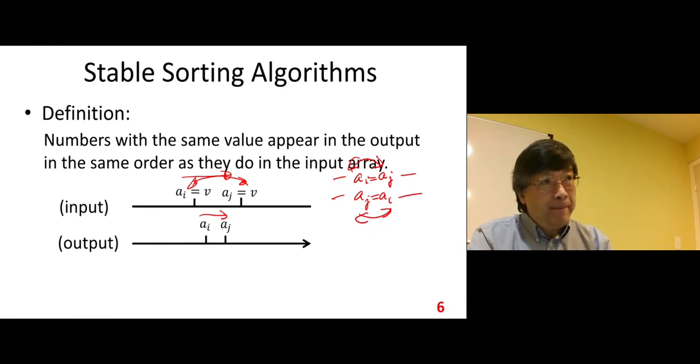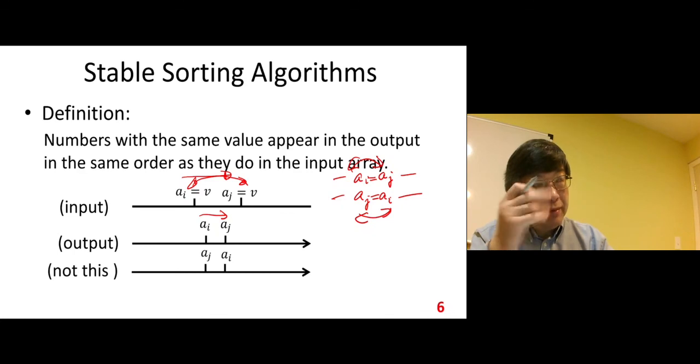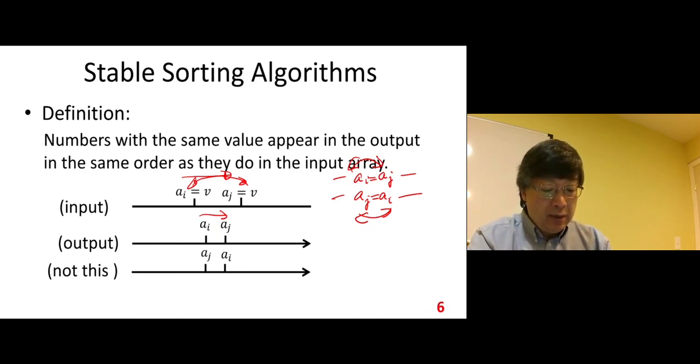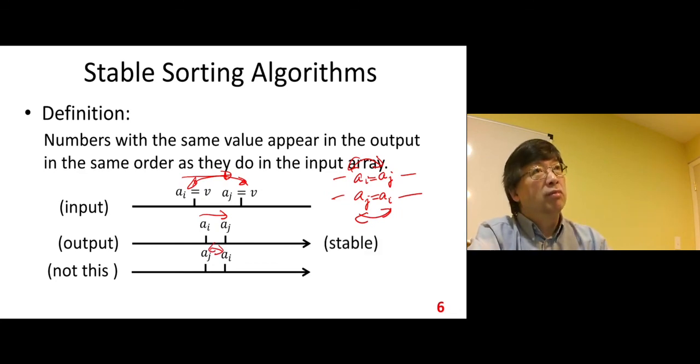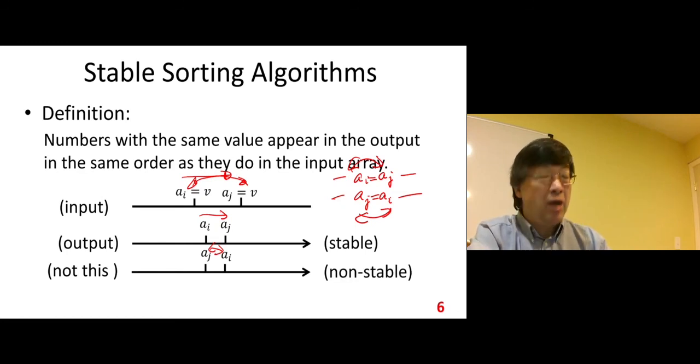The opposite way, if you switch the order of these two elements, it is not stable. So same order, stable. Different order, non-stable. That's the concept. Okay?